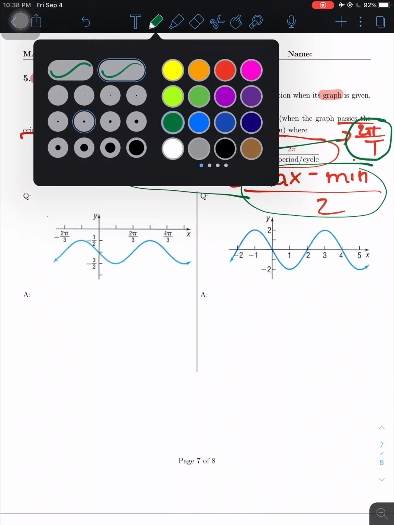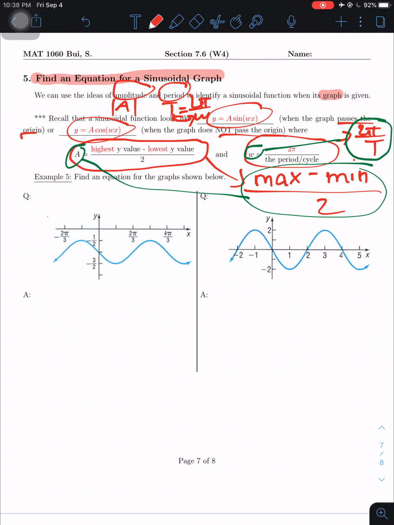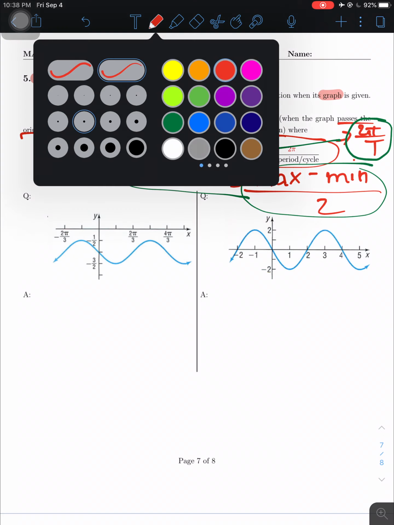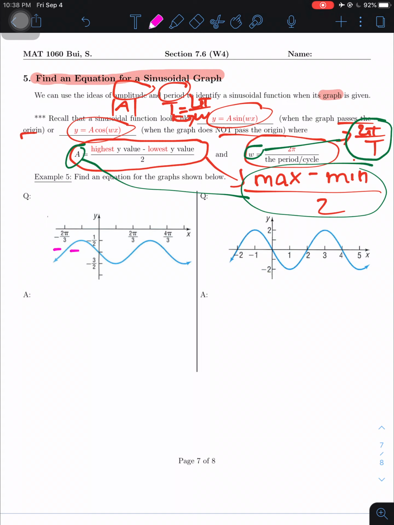Okay, and now let's talk about the example in here. So we have to find the equation of each of the following graphs, right? For my part, I have this equation in here, and the very first thing that I'm gonna do is draw the midline there in case you guys missed it. Okay, and I'm gonna mark out my max and my min in here. So my max in here is -1/2 and my min in here is -3/2, right?